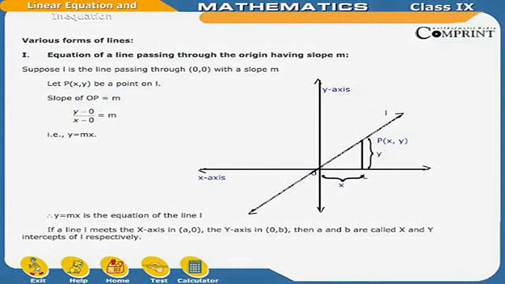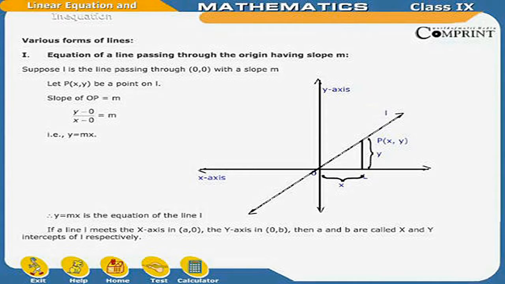Various forms of lines. First, the equation of a line passing through the origin having slope m. Suppose L is the line passing through (0, 0) with a slope m. Let P(x, y) be a point on L. Slope of OP is equal to m. (y - 0) upon (x - 0) is equal to m. That is, y = mx. Therefore, y = mx is the equation of the line L.